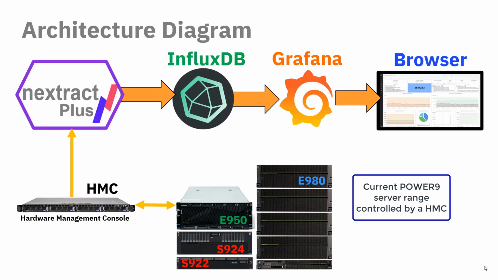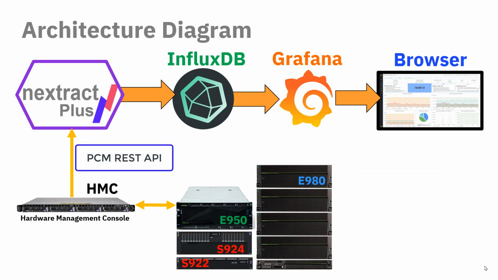If you're used to Power, then the bottom half of this diagram is very obvious to you. The Power machines are connected to a HMC, a hardware management console, and from there we can start and stop our virtual machines and our physical machines as well. The HMC provides a REST API for the performance data, and nextract+ is a Python program that pulls on that REST API to get all the data available on your HMC, or HMCs if you've got lots of them because you have lots of servers.